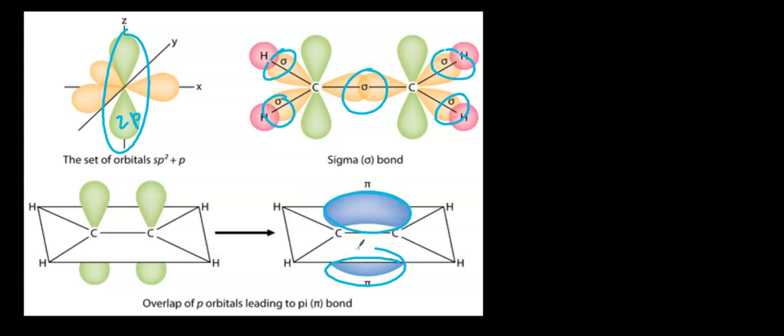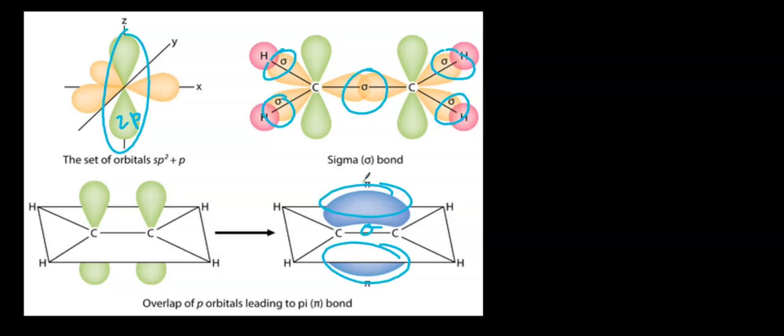Notice, both above and below the plane of the sigma bond. Let me label our sigma bond here. So we have a sigma bond here, and then we have overlapping of the p orbitals both above and below the plane of the sigma bond. That is our pi bond.